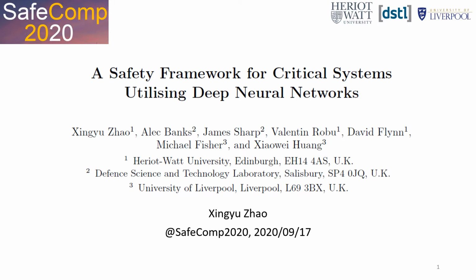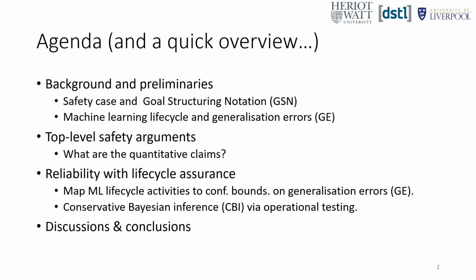Today, I'm presenting our paper, a safety framework for critical systems utilizing deep neural networks. This is a joint work between the Harvard University, Defense Science and Technology Lab, and the University of Liverpool. This work is essentially about an initial idea on how to build a quantitative safety case for systems utilizing deep neural networks. This is my today's agenda and also a quick overview of the paper.